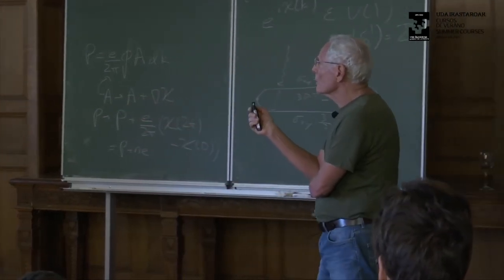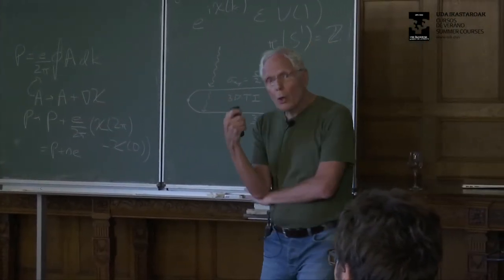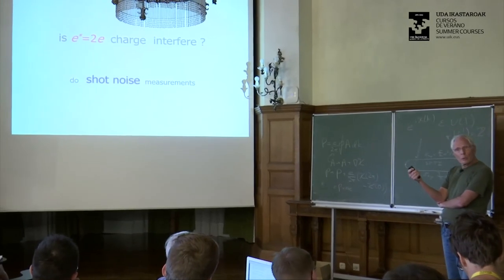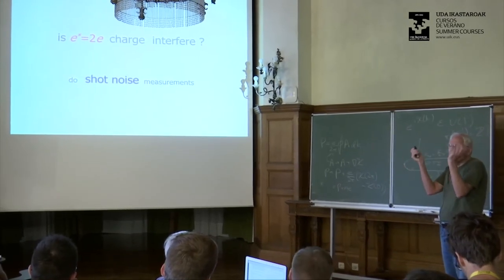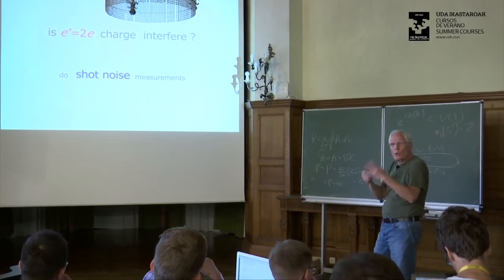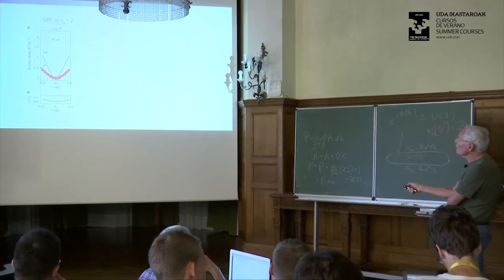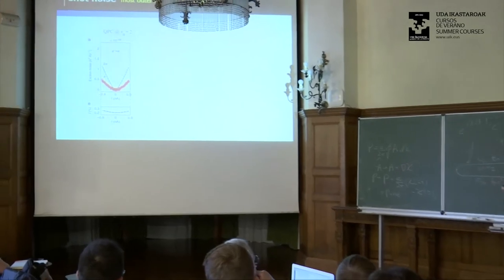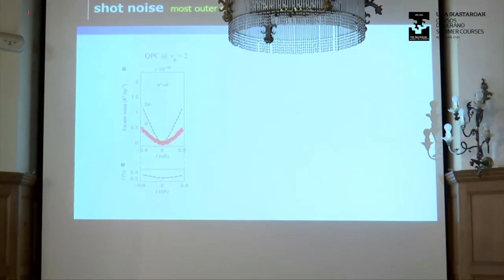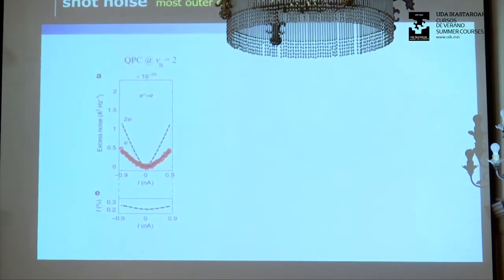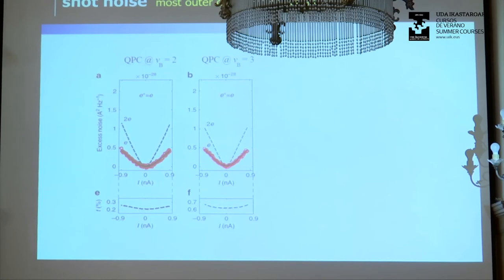Now the other question is, since we know how to measure charge, do we interfere e squared over 2e? Or maybe many windings, or who knows what, but maybe it's not the 2e charge. So we do shot noise. I'll show you what we do in filling factor 2 and filling factor 3 of a QPC and of the interferometer. The QPC at filling factor 2, you see this is 2e and this is e. You measure just a regular e at the QPC at filling factor 2 of a single edge. And then you go to filling factor 3 and you measure also e, of a QPC.